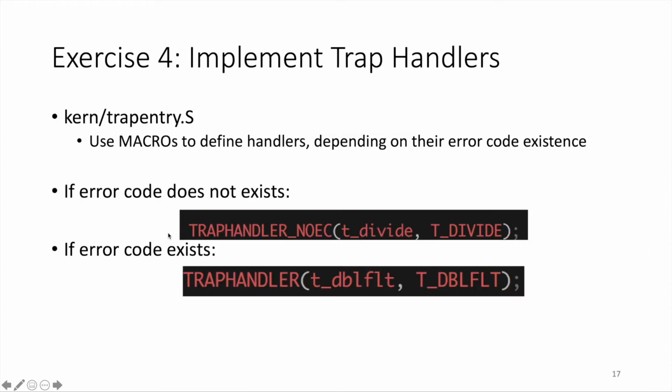And then, in exercise 4, by using the information on whether or not a certain interrupt vector has an error code, please implement the trap handlers for each interrupt. If they do have an error code, then please use TRAPHANDLER. And if they do not have an error code, then please use TRAPHANDLER_NOEC.